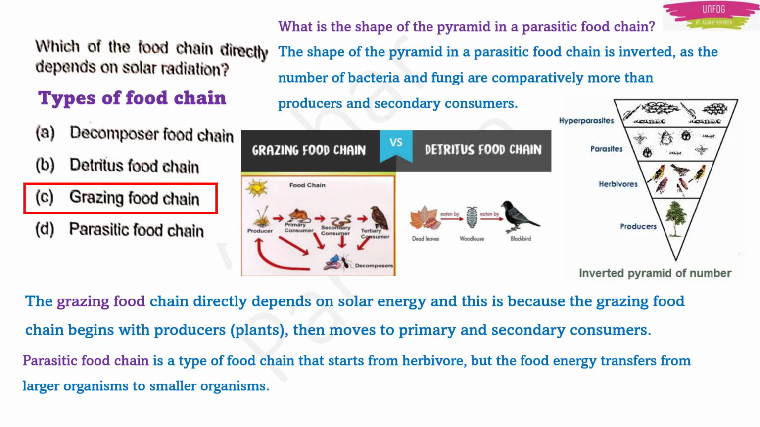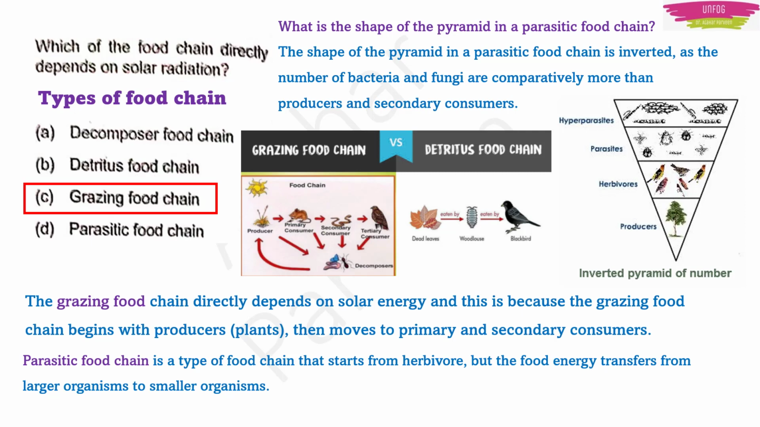They may ask one question like this. What is the shape of the pyramid in a parasitic food chain? Here you can see that in that food chain, on the topmost layer, you will get hyperparasites. Then you will get parasites. But it starts from producers. Plants are there. Plants are eaten by birds. Then upon birds, these parasites will sit. Upon those parasites, hyperparasites also may sit and they may take the energy from them.